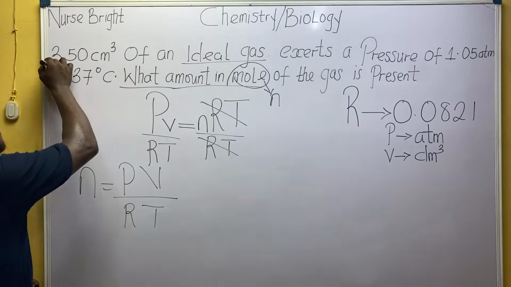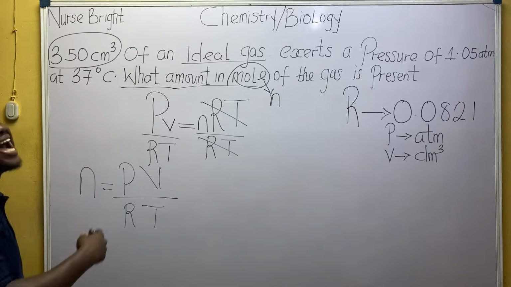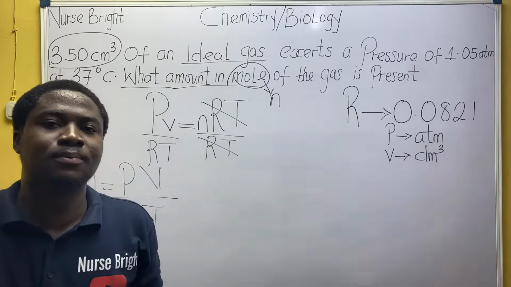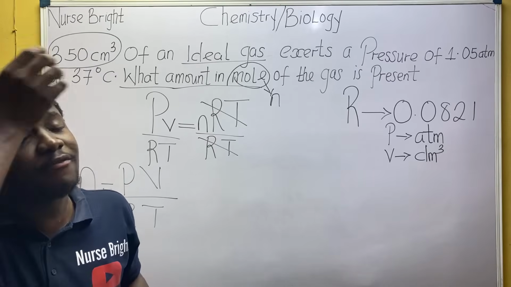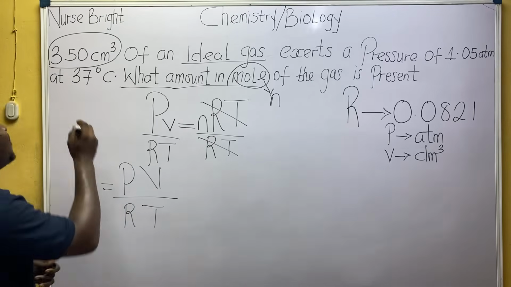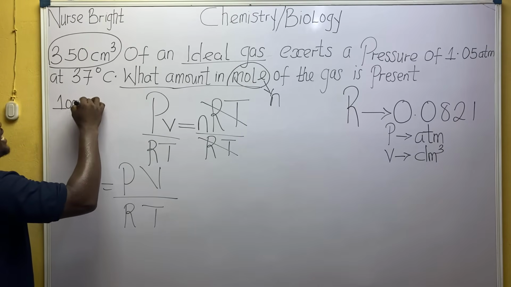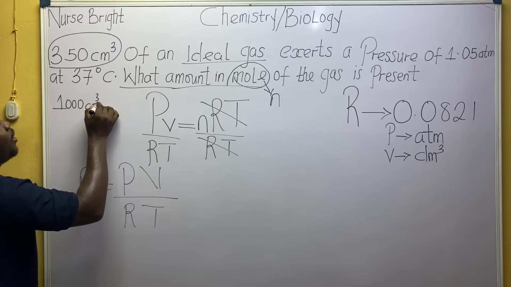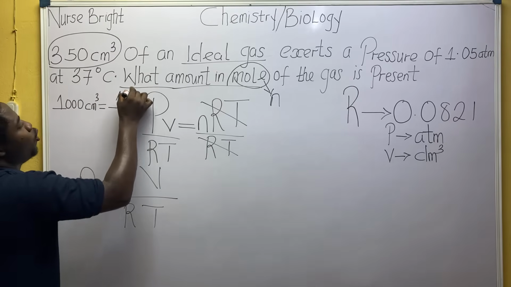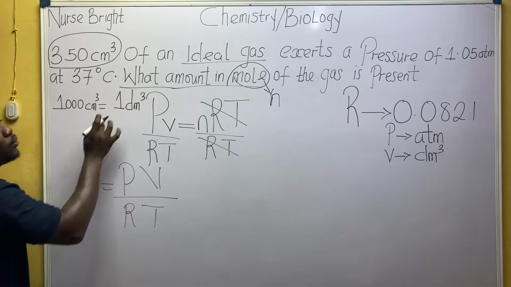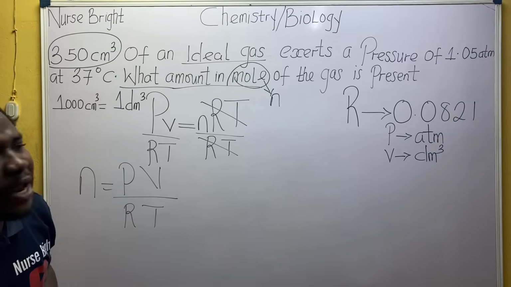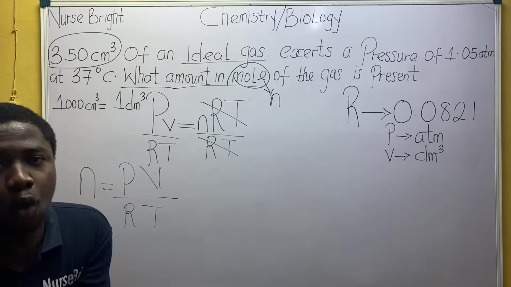So go back to your question. Your volume here is not in dm cube, but rather cm cube. So quickly, you think, how do I convert my volume from cm cube to dm cube? Very easy. Remember this conversion factor you were taught in primary school: 1,000 cm cube is equal to how many dm cube? 1 dm cube. Are you there? So what next do we do, everybody?